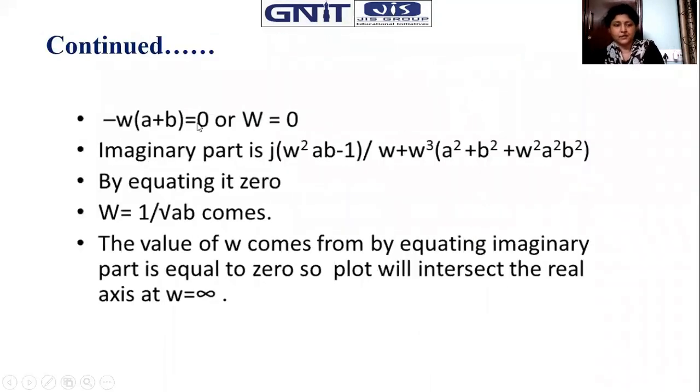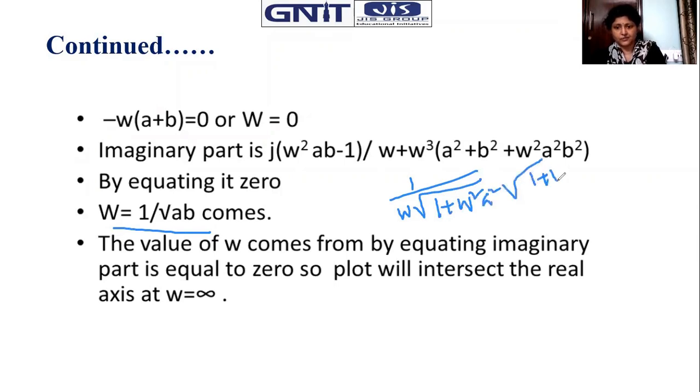We will get the respective frequency. So what will we get? We will get the respective frequency, 1 by root under AB. Okay. Now you have to put it in the magnitude. So what is the magnitude? Magnitude is nothing else but root under 1 plus omega square A square. Just put the omega value, 1 by root under AB. So what you are getting? You are getting 1 by omega, right?